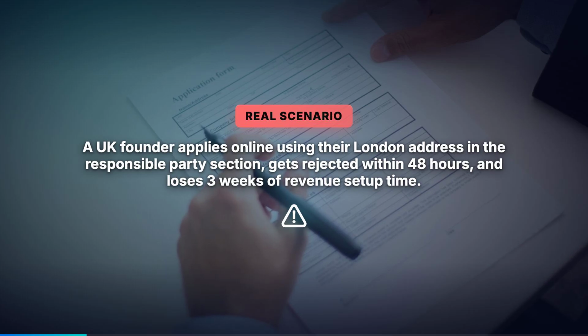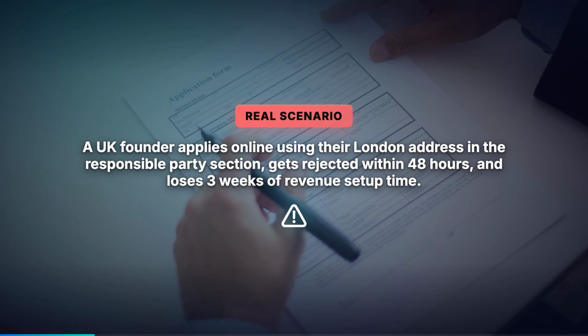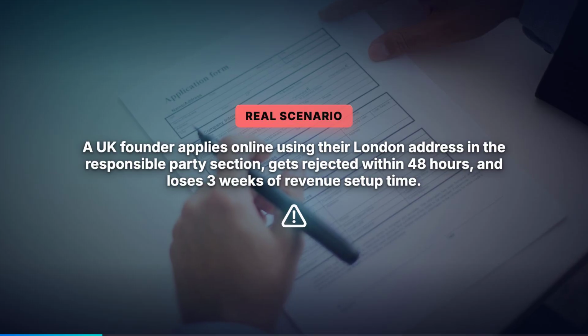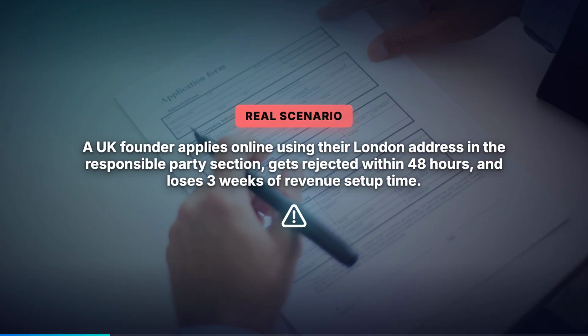The IRS rejects it within 48 hours because the system flags non-US addresses as incomplete. You're stuck without an EIN, which means no Stripe account, no Mercury bank access, and no way to pay yourself. Here's exactly what to do instead in 2026.